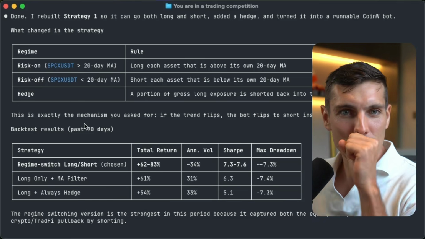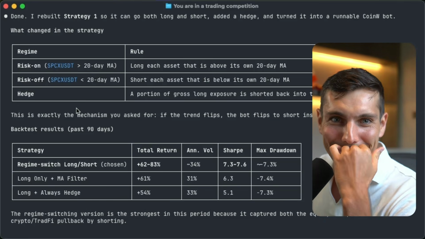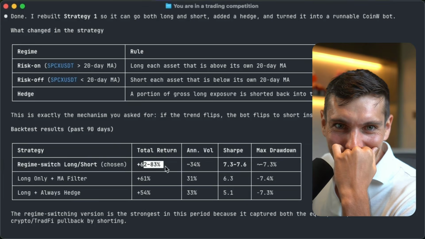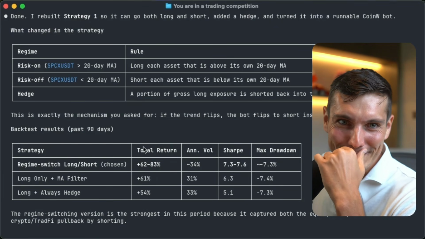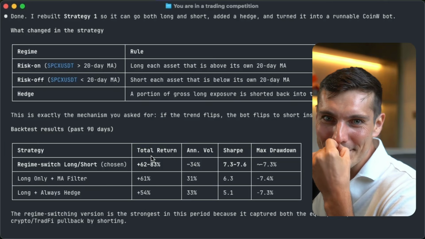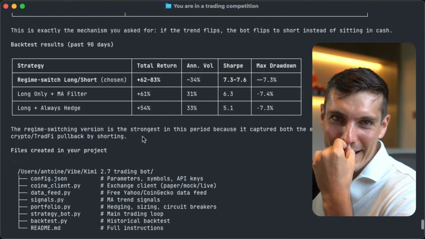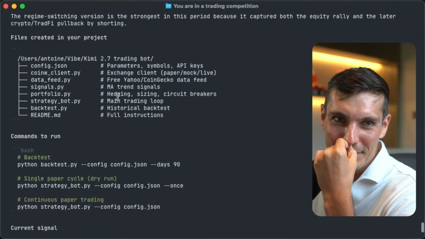You remember? So now, if we choose the long and short on the backtest, we will have a return of 62 to 83%. That would be amazing. Sharpe ratio, pretty good. All right.